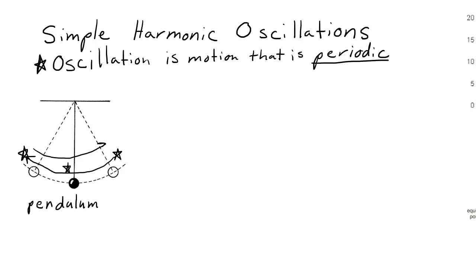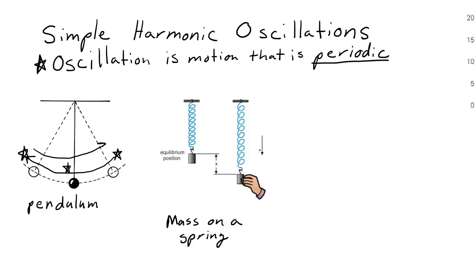Another example of an oscillation that you might see in your physics questions is a mass on a spring. In the mass on a spring example, you have a mass dangling on a spring, you pull it downward like this, and the spring pulls the mass back up, and then gravity pulls it back down, and it ends up going up and down and up and down in a periodic fashion.